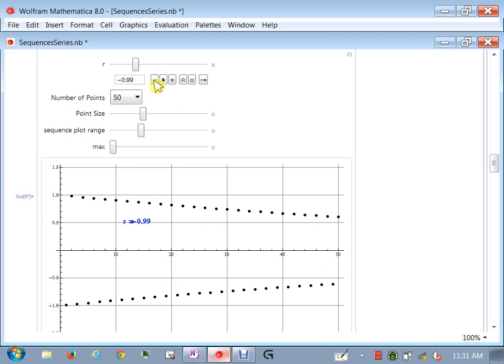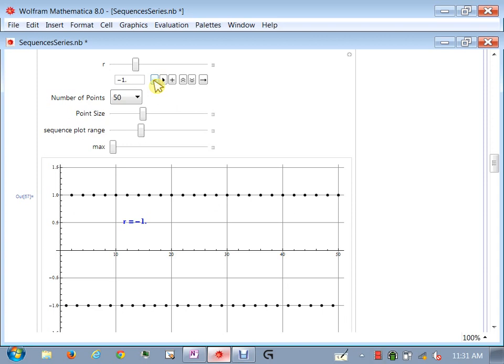And then what's going to happen here when I go to negative 1? It's going to be 1, negative 1, 1, negative 1, back and forth. Does that converge? Does this sequence converge? No. It goes back and forth. So it diverges, right? Remember, a sequence either converges or diverges.